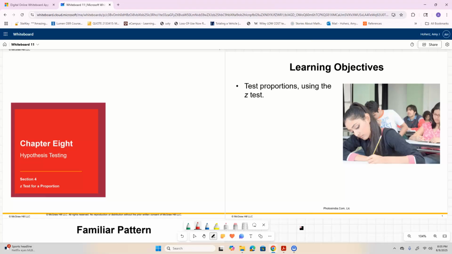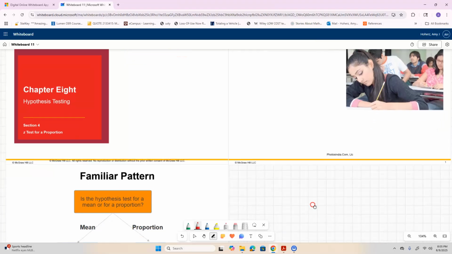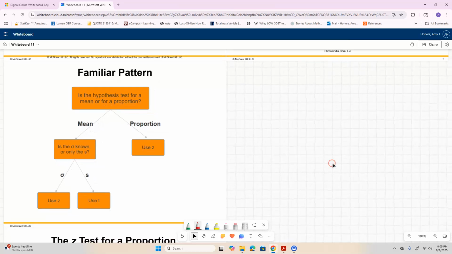And as we know from the slide that I've shown you so many times, you probably want to scream at me, when we're looking at a test for proportions, we're going to go back to using the Z. So this was 8.2, this was 8.3, and then in section 8.4, we're going to be back to using the Z test because we're doing proportion.